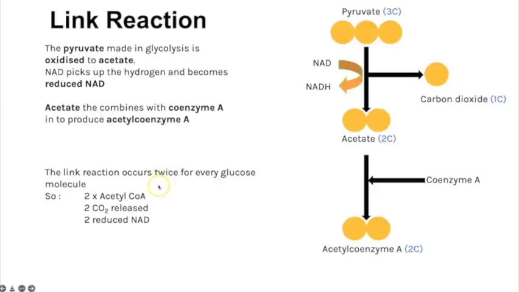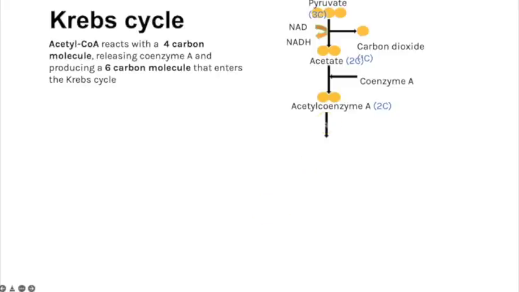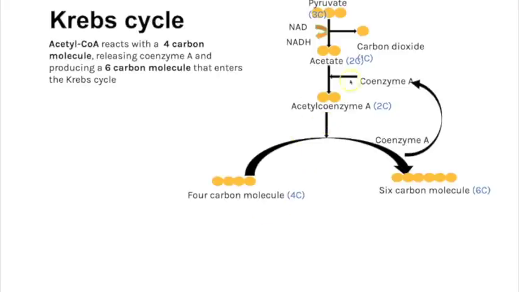So overall, for every glucose molecule, there are 2 pyruvates created. So for every glucose molecule, the link reaction happens twice. So for one glucose molecule, we'd create 2 acetyl-CoA, 2 carbon dioxides, and 2 reduced NAD. So that acetyl-CoA can then enter the Krebs cycle, and it combines with a 4-carbon molecule.